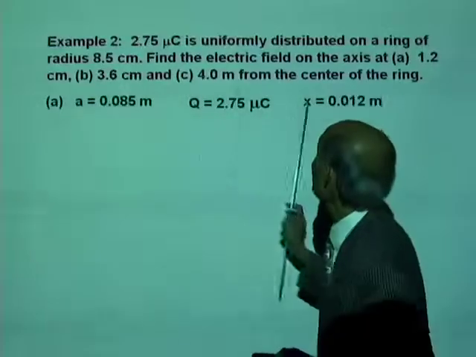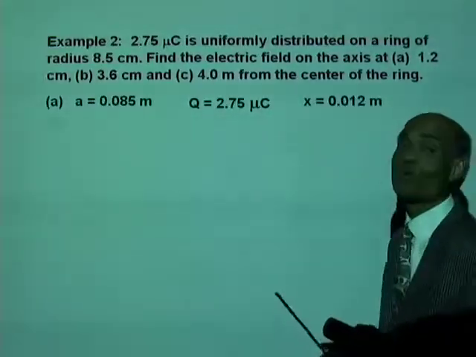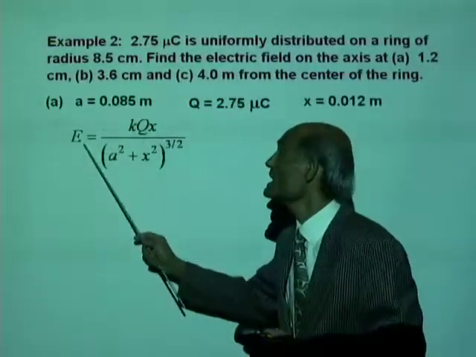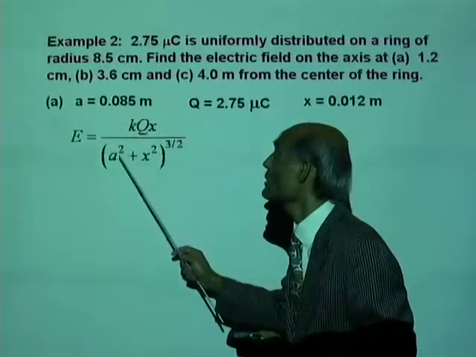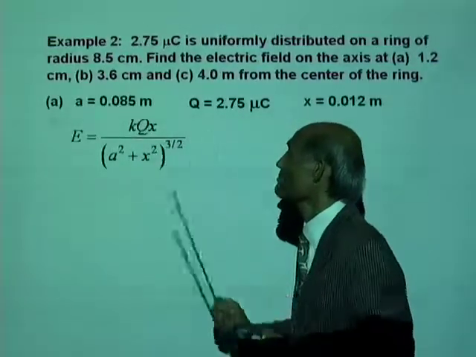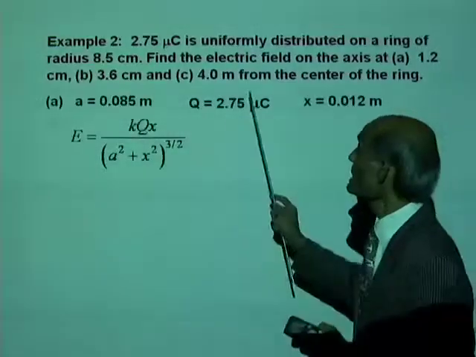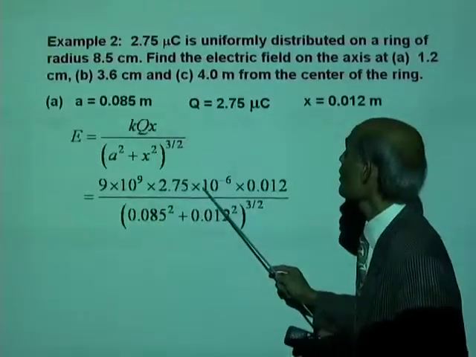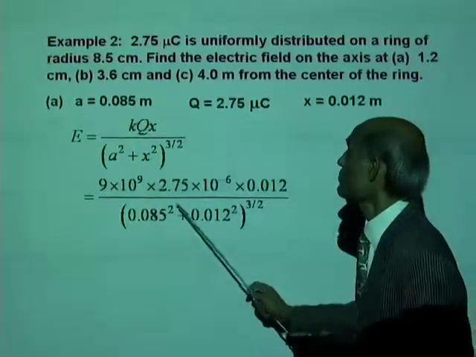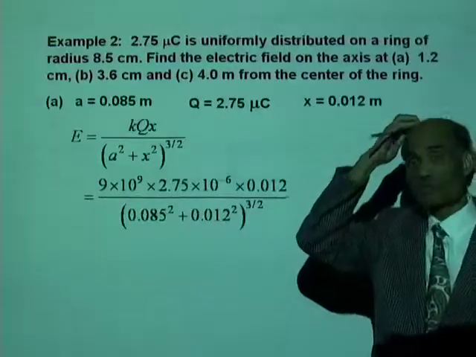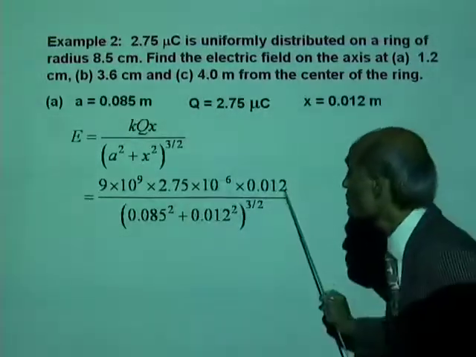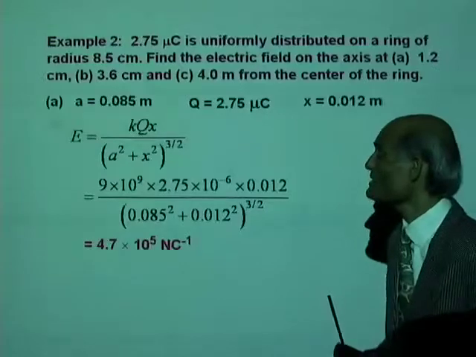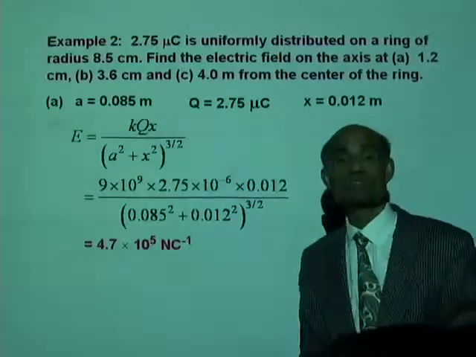And in A, x equal to 0.012 meter. Well, we will use the exact formula for that. E equal to kqx over a squared plus x squared to the power of 3 over 2. Alright? Just replace all the values. K, Q in coulombs times x, over a squared plus x squared to the power of 3 over 2, and use this on your calculator and see whether you get that value. 4.7 times 10 to the 5 newton per coulomb.